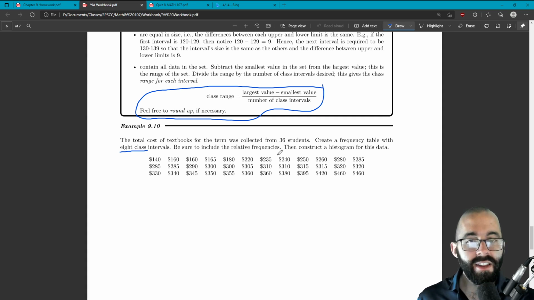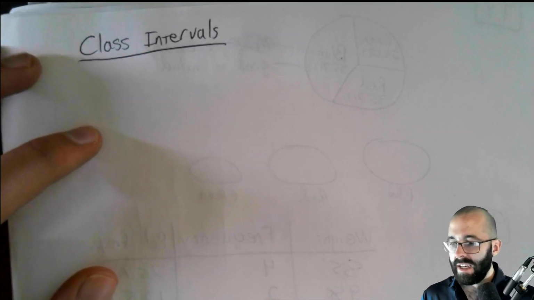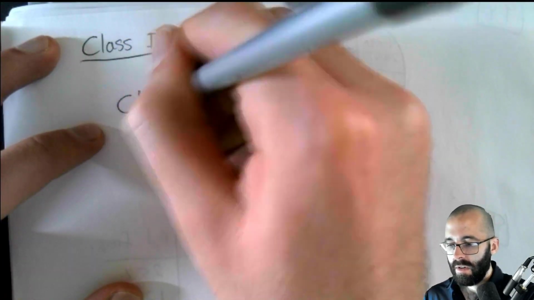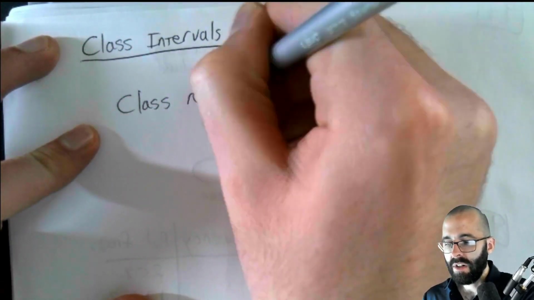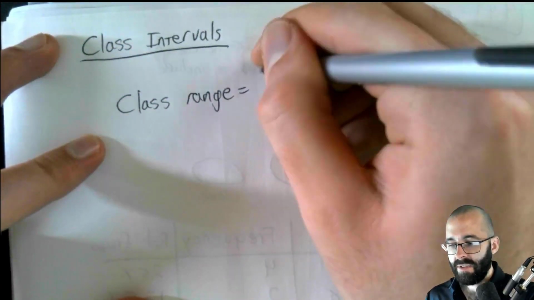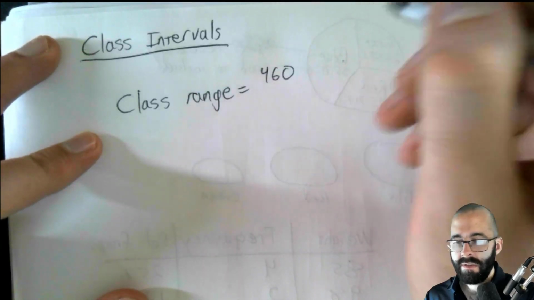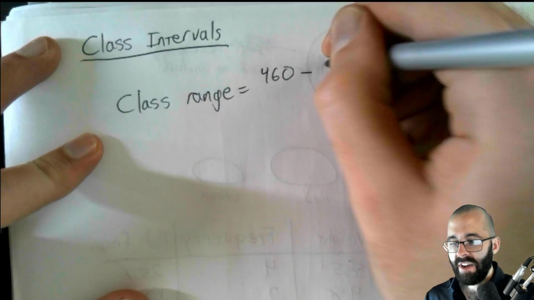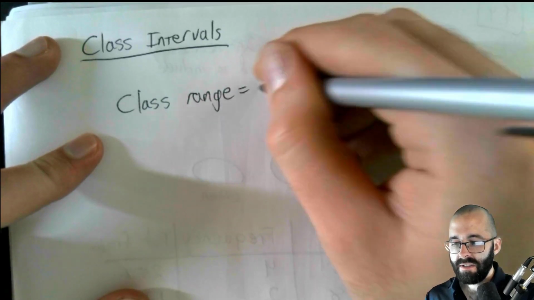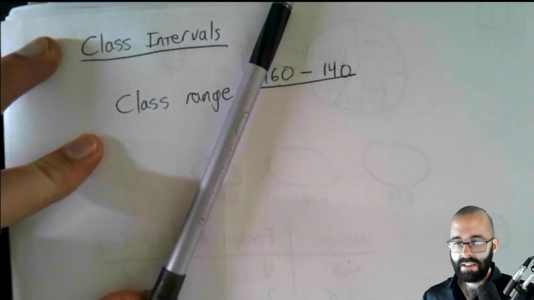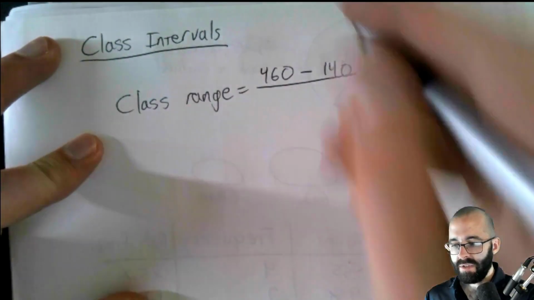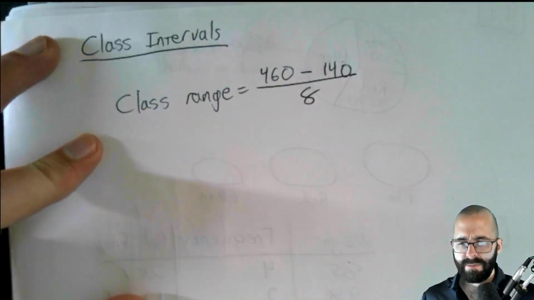Luckily this is ordered in size: 140 is the smallest, 460 is the biggest. So we're going to use this formula. Class range is the largest value in the data set, that's $460, that poor student, minus the smallest value in the data set, $140, divided by the number of class intervals. And this problem told us we had to use 8.